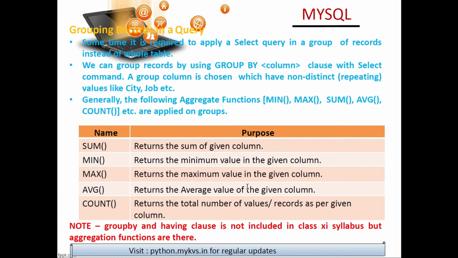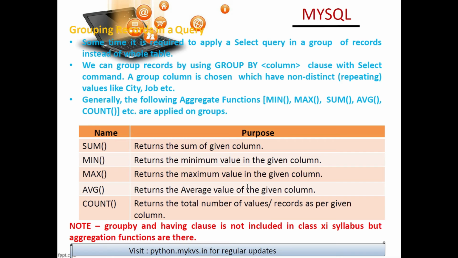Now you see some of the commands to be used; these are actually called group commands. Sum returns the sum of the given column. Min returns the minimum value of the given column. Max returns the maximum value in the given column, average returns the average value of the given column, and count returns the total number of records as per the given column. That's the purpose of count. Clear. With this, one very important command is group by, but that is not in your syllabus. It will be discussed in your next class, class 12.